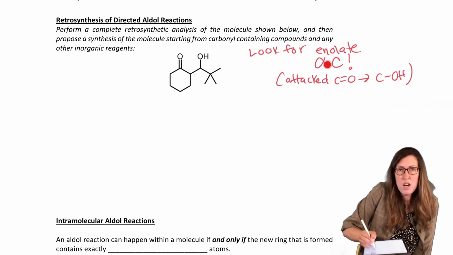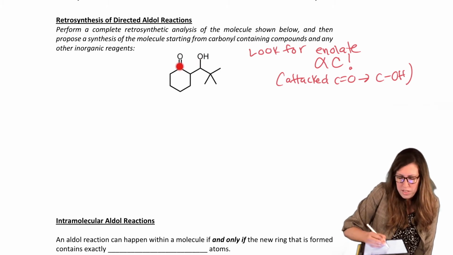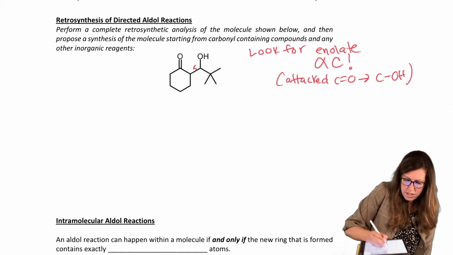Remember, the alpha carbon's always adjacent to a carbonyl. So here's my carbonyl and it has 2 alpha carbons. The one that was the enolate must have been here because it's bonded to a carbon with an alcohol, right? So because it attacked a carbon that was an alcohol. So I'm going to put my point of disconnection right there. That was my new bond.